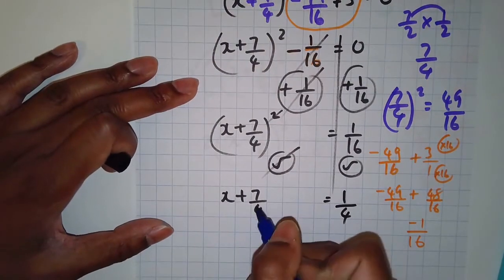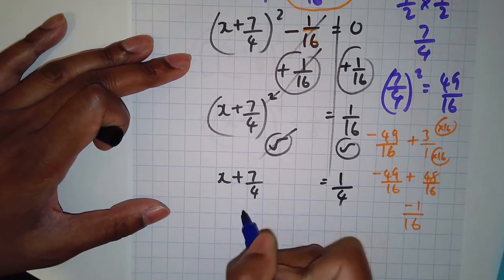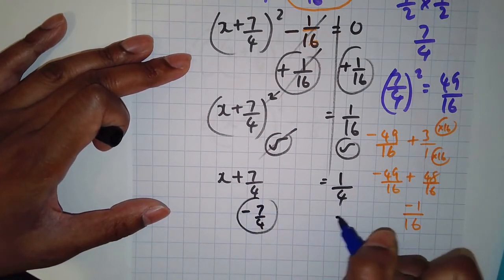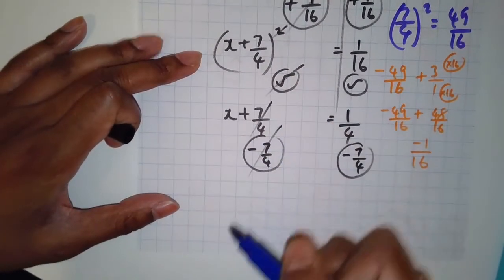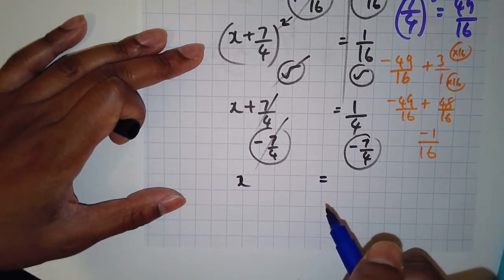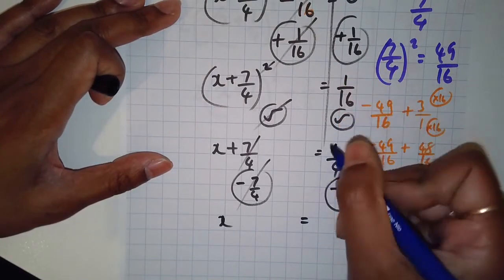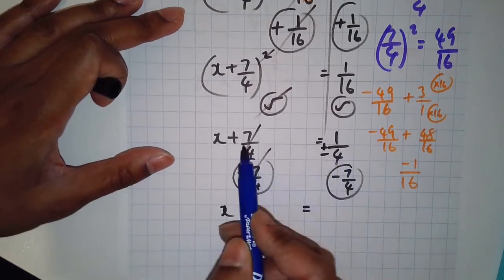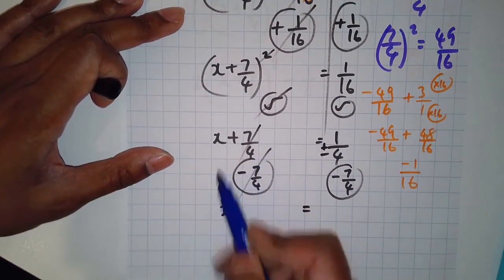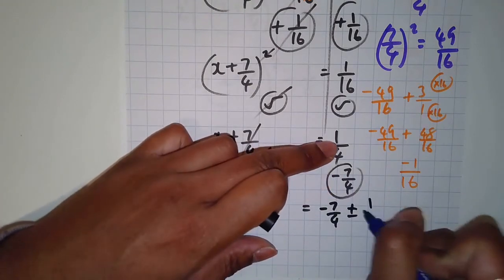Now nearly done. To get rid of the plus 7 over 4, you need to minus 7 over 4. Do the same on the other side. These cancel. You're left with x, which is what we wanted. Now one thing I need to go back and fix this. When you square root you get plus and minus. Alright, now 7 over 4, take away 7 over 4, they cancel each other. You're left with x on this side. Here you've got minus 7 over 4, plus and minus a quarter.